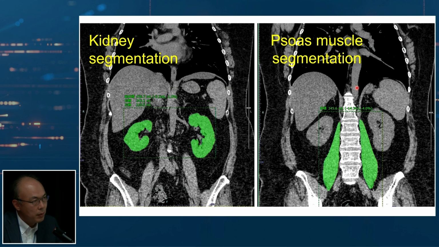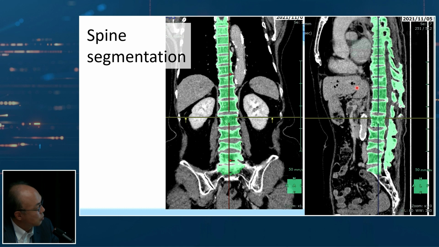Also, Fuji has a very good segmentation technique. They already have kidney segmentation or psoas muscle segmentation and get the volume of each side. They also do the spine segmentation very well.